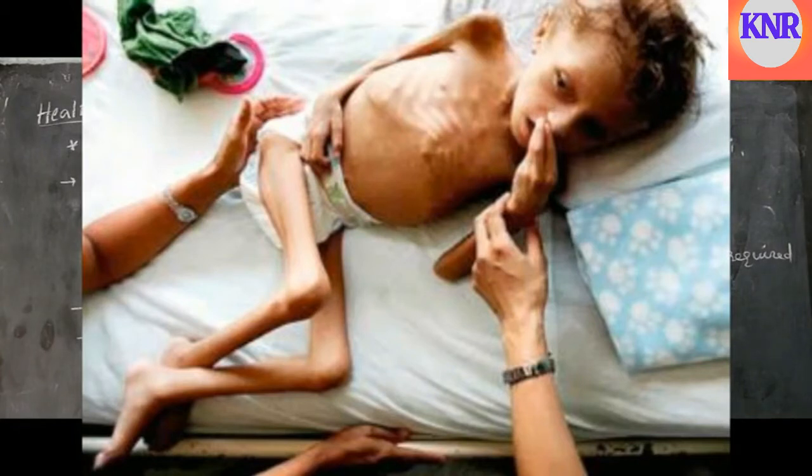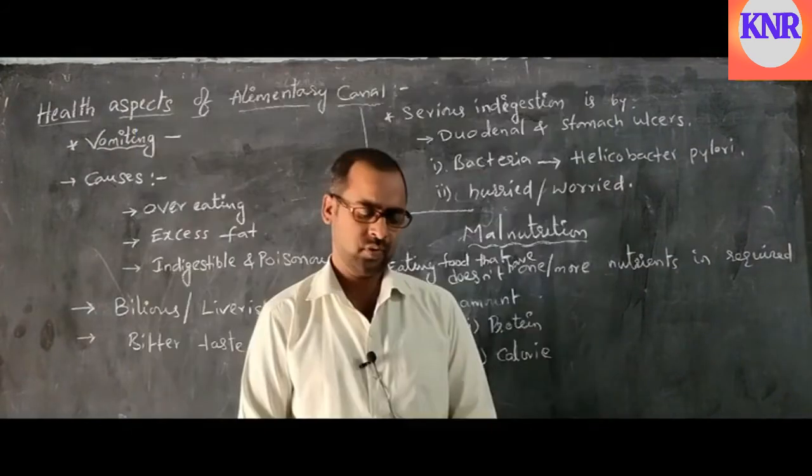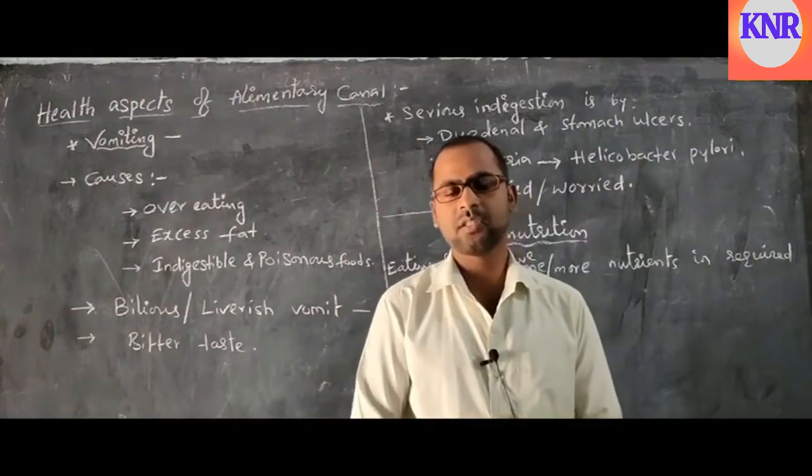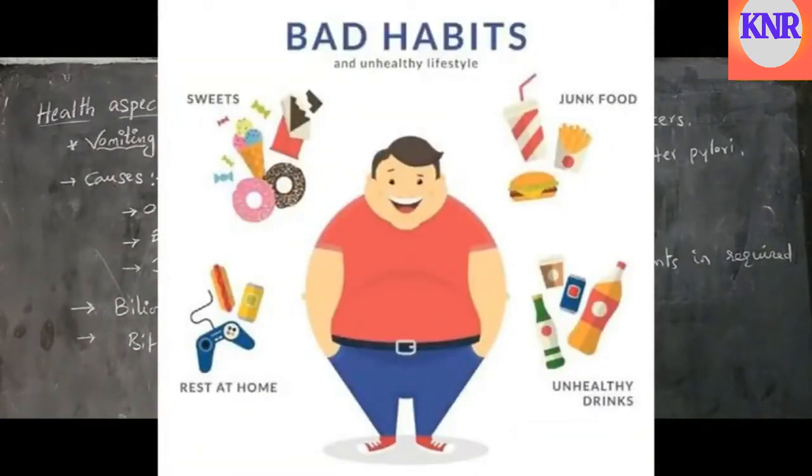The symptoms of this disease in children are lean and weak, less developed muscles, dry skin, diarrhea, etc., right? And next, obesity. This is due to overeating, to an excess of nutrients in the body. Eating an excess amount of food leads to obesity. So this is due to overeating and excess calorie intake.